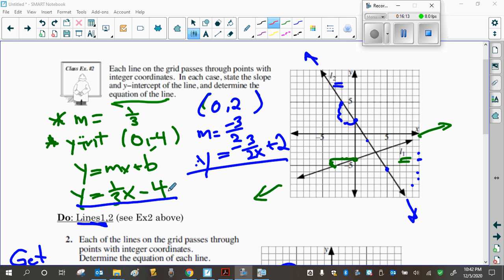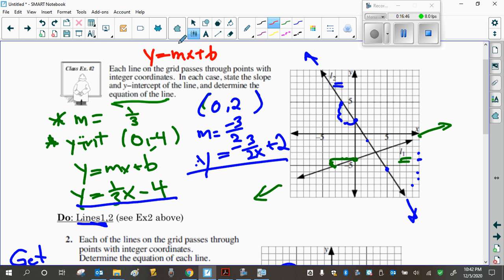Example 2 says, write the equation of a line. Okay, so we did the opposite of this before. Before I gave you an equation, you had to graph the line. Now we have the line given to us, and we have to get the equation from the line. Okay, it's very similar, and it is all based on y equals mx plus b, the slope-intercept form.